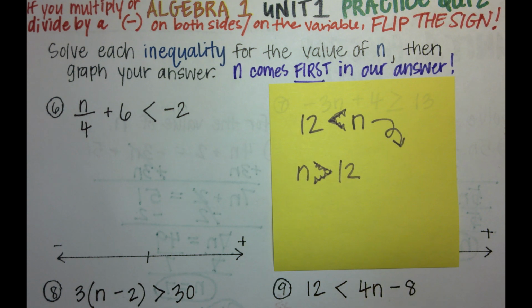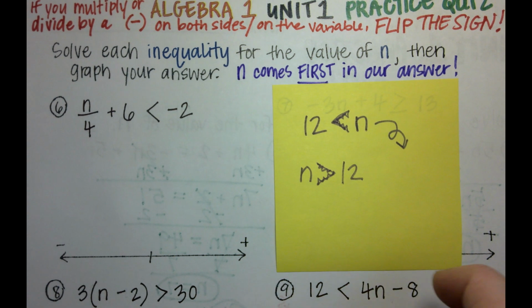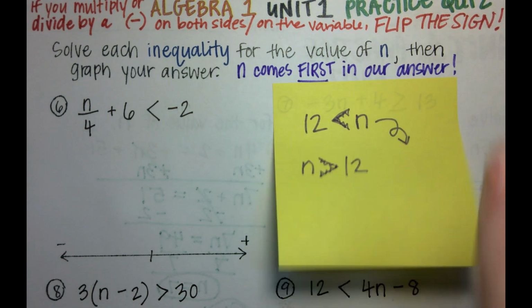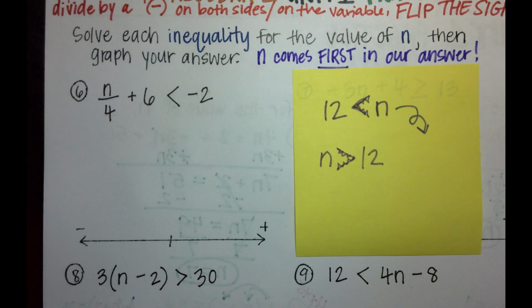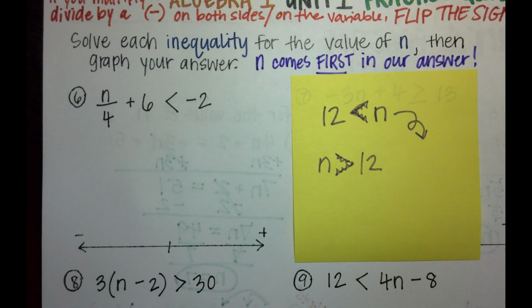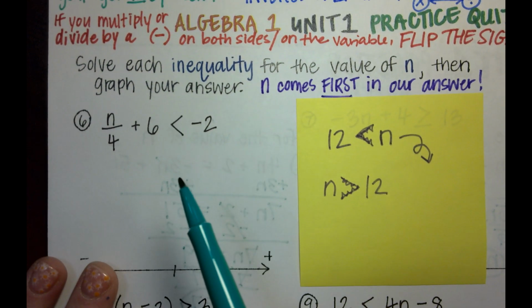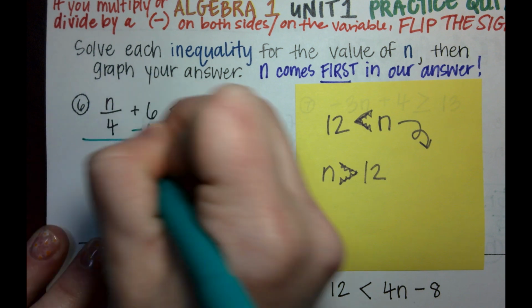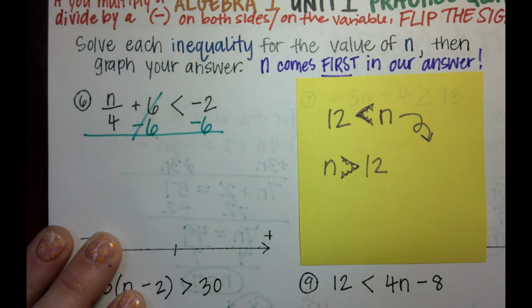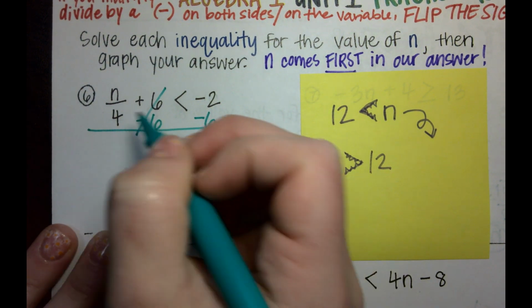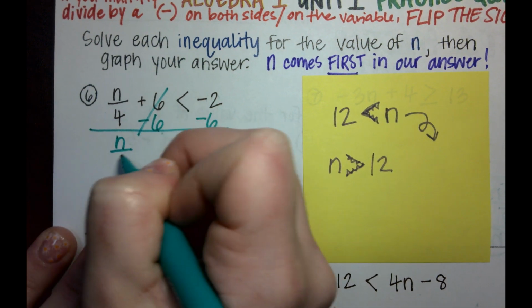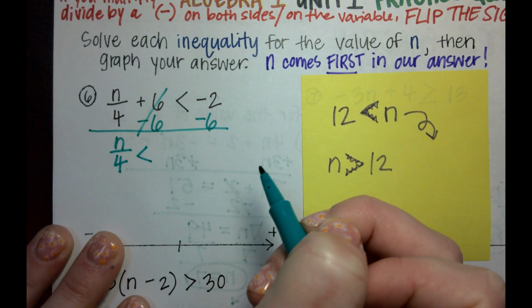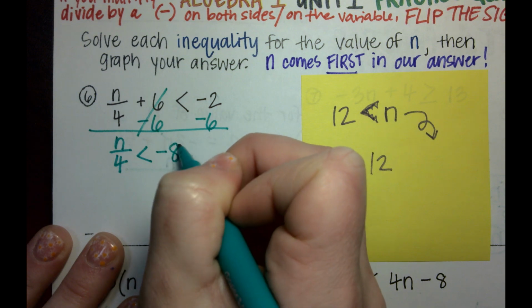Awesome. Okay, all of that being said, let's look at number 6, the first one on this page. I have n divided by 4 plus 6 is less than negative 2. Where would I start? Subtract 6 on both sides. Good, let's subtract 6 from both sides. My 6's would cancel. Bring everything down. N over 4 is less than negative 8. Good.